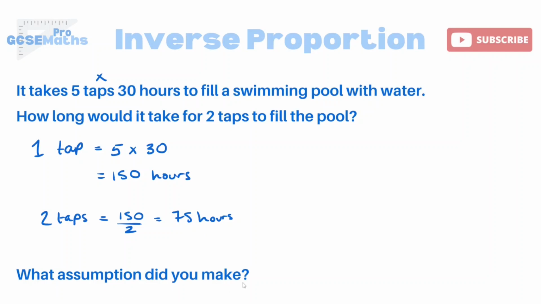Again, what assumption did we make? In this particular context, we assumed that the taps fill up the swimming pool at the same rate, or the water comes out of the taps at the same rate. Do you see what I mean? So it's something about the same rate, but to do with the taps or the water. Okay, so we have fewer taps. It's obviously going to take longer than 30 hours.